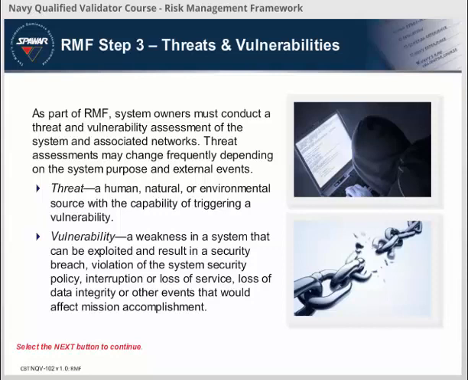Threats are most often rated on likelihood of occurrence, from rare to certain, and capacity to inflict harm, from insignificant to catastrophic. A vulnerability is a weakness in a system that can be exploited and result in a security breach, violation of the system security policy, interruption or loss of service, loss of data integrity, or other events that would affect mission accomplishment. Later in the ANA process, the vulnerabilities are rated on potential for exploitation, from unlikely to highly likely, and you, as the Navy validator, must be able to articulate the impact of open vulnerabilities.